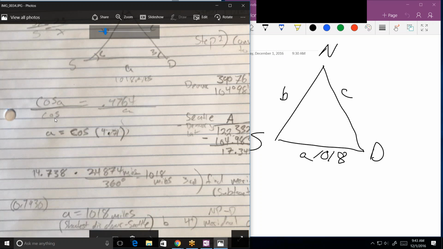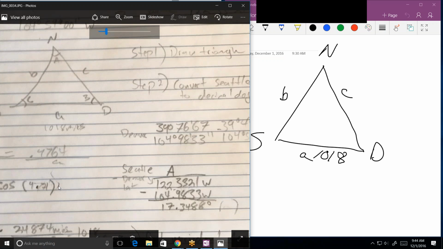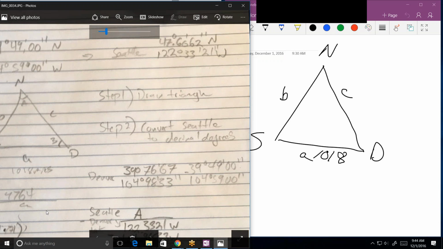There's a law of sines that says the sine of angle A divided by A is equal to the sine of angle B divided by B is equal to the sine of angle C divided by C. But there's no such law for cosines, not that I'm aware of. But remember once again, these steps were given to you by the teacher. Draw the triangle, convert Seattle to decimal degrees.